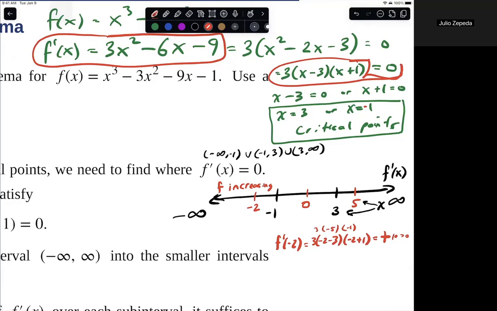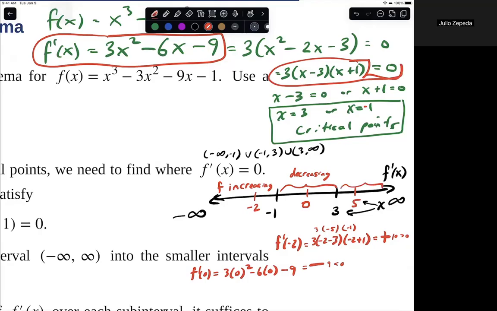Now let's go ahead and test at 0. F prime of 0 is going to be, here I'm going to plug into the original quadratic before we factored. You can plug into any equivalent form of the derivative. This is going to be negative 9. And the negative is the really important part there. So negative 9. This is less than 0. And so that tells us that over this interval here, the function is decreasing.